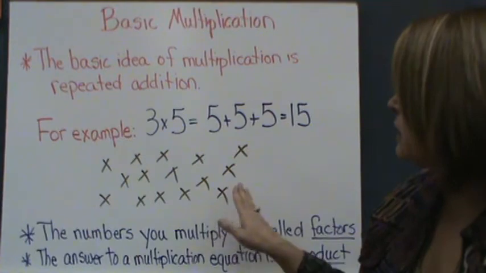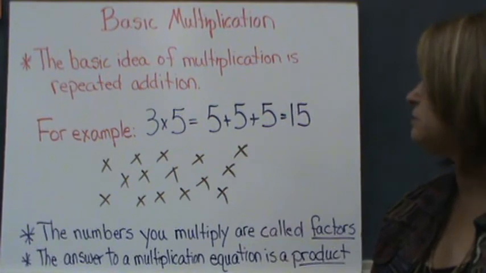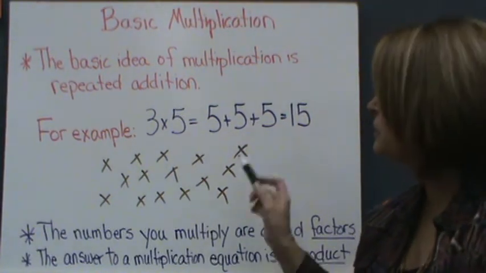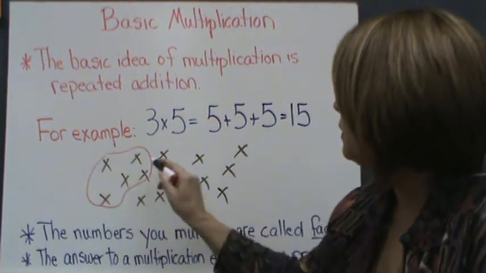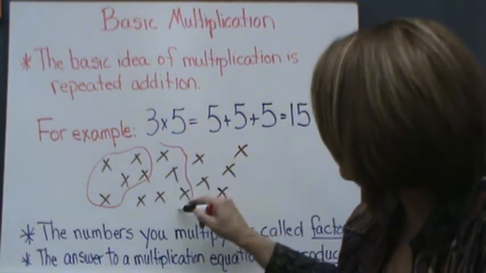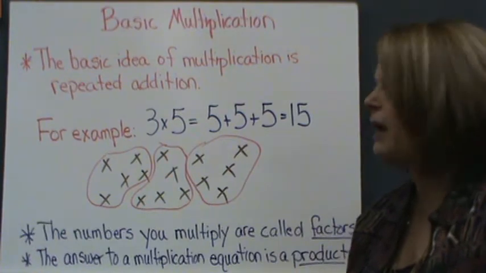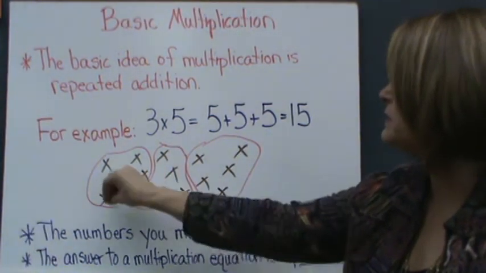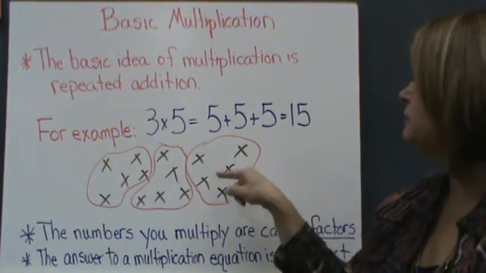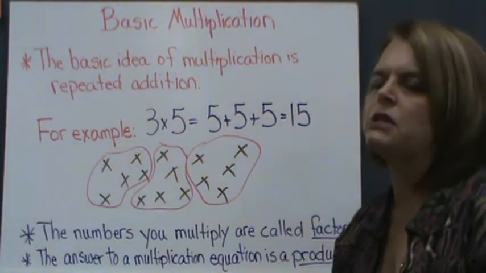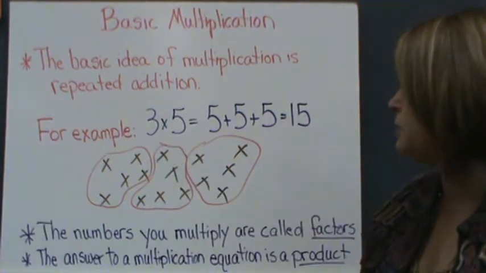Okay? I could go down and count 1, 2, 3, 4, 5, 6, 7, 8, 9, 10, 11, 12, 13, 14, 15. Or I could put them into groups of 5. 1, 2, 3, 4, 5 here. 1, 2, 3, 4, 5. 1, 2, 3, 4, 5. Now this shows me that I have 3 sets of 5. So I can add 5, 10, 15. So all multiplication really is, is just adding that number over and over, however many times it's told me to.